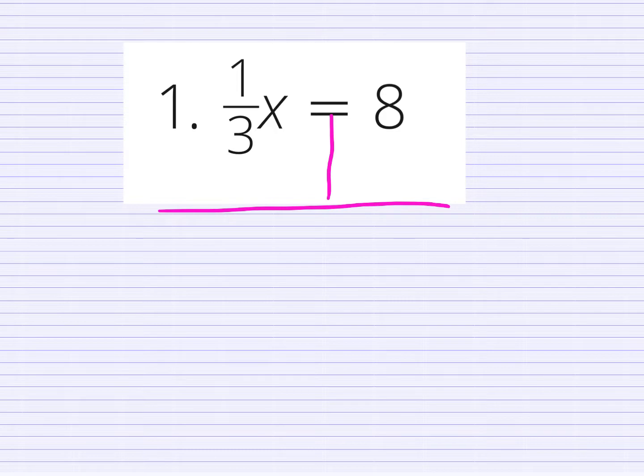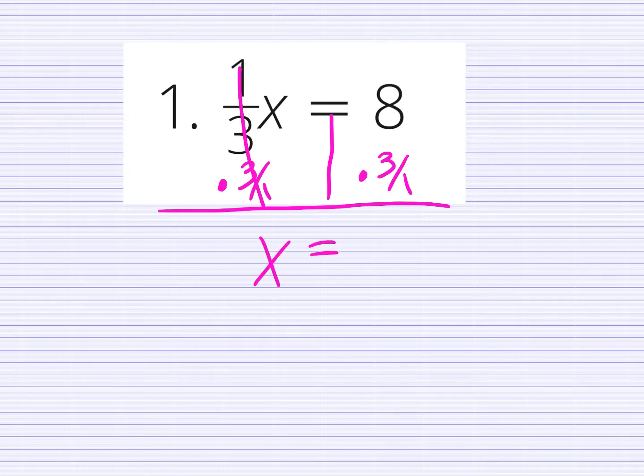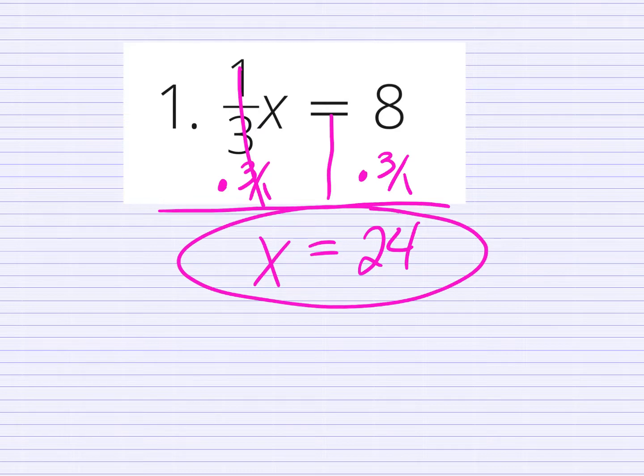So we have to get rid of multiplying by 1/3. Now, in normal situations, we would say the opposite of multiplying is dividing. But in this situation, the opposite of multiplying is multiplying, but by its reciprocal. So we are going to multiply by its reciprocal. And once we multiply by the reciprocal to both sides, we have 8 times 3 over 1, which is 24. So now we have the x all by itself, so x equals 24 is our answer.